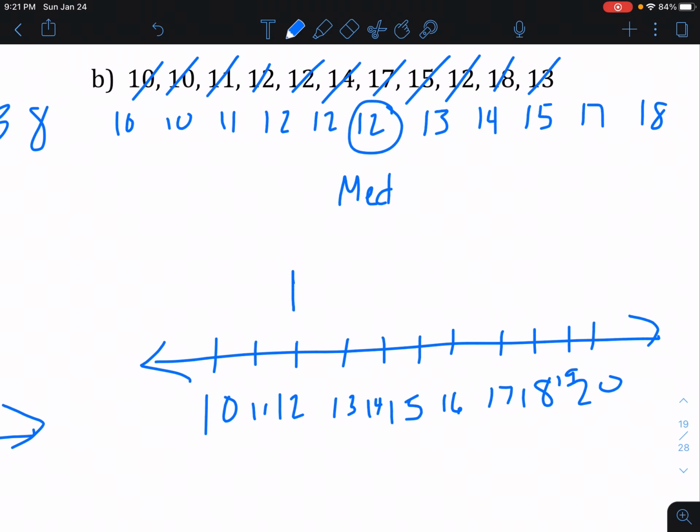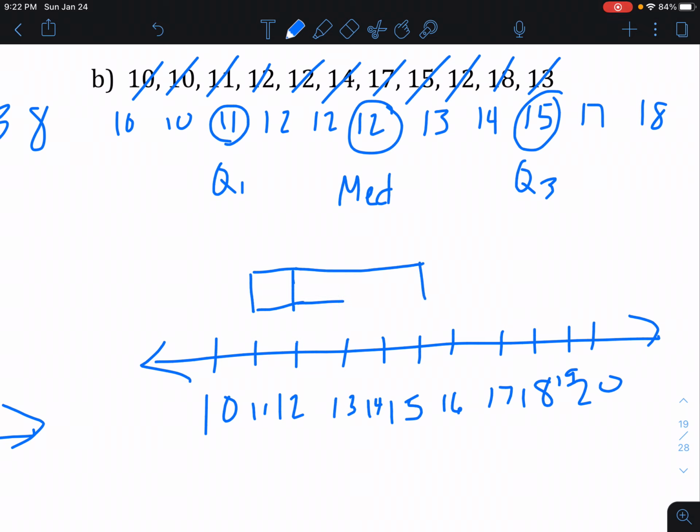So for the first quartile, I look at the first half of the numbers. I'm looking at these. What's the middle number there? It would be this 11. So that's the first quartile, the left side of my box. And then for your top half, the middle number there is 15. So that's the third quartile, the right side of the box. And then the whiskers go down to the lowest number, 10, and the highest number, 18. And that's it.